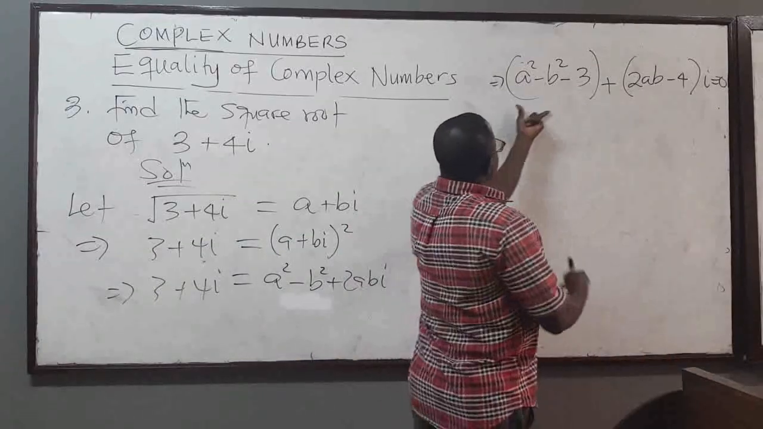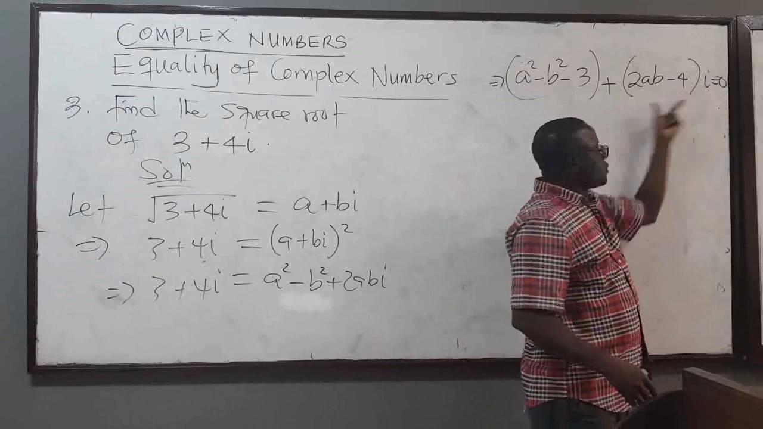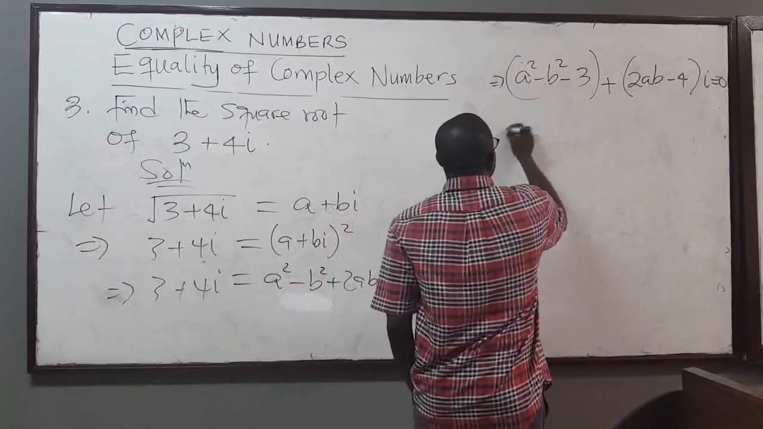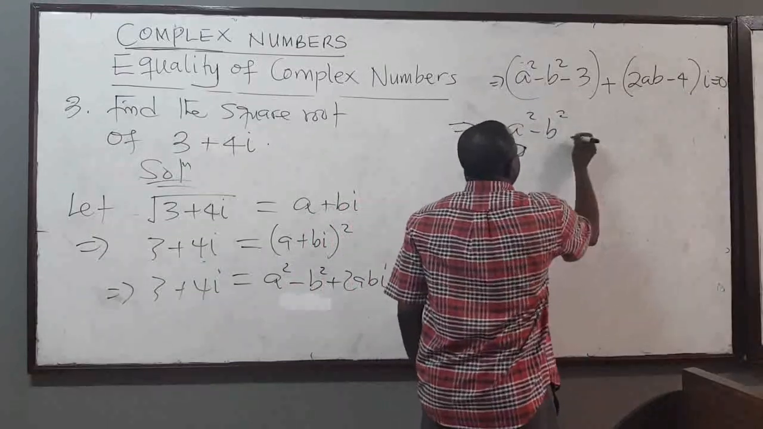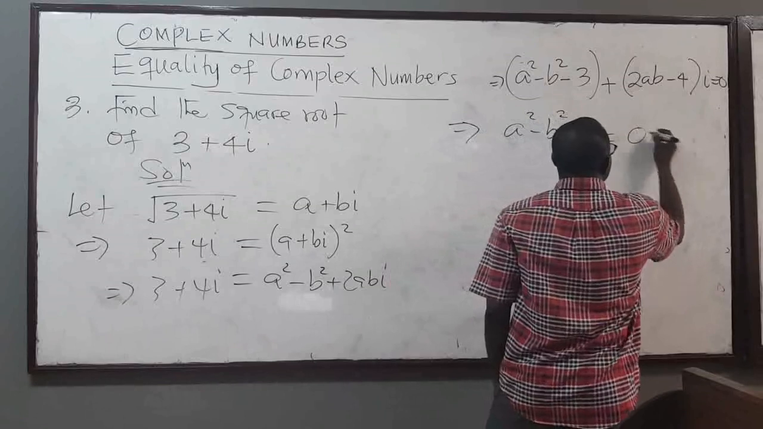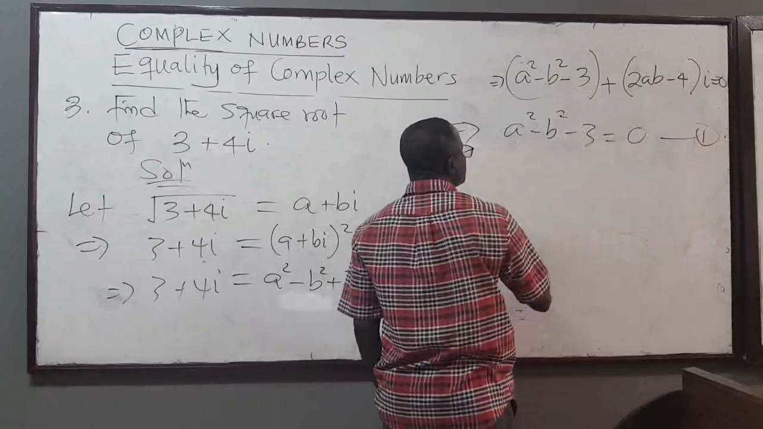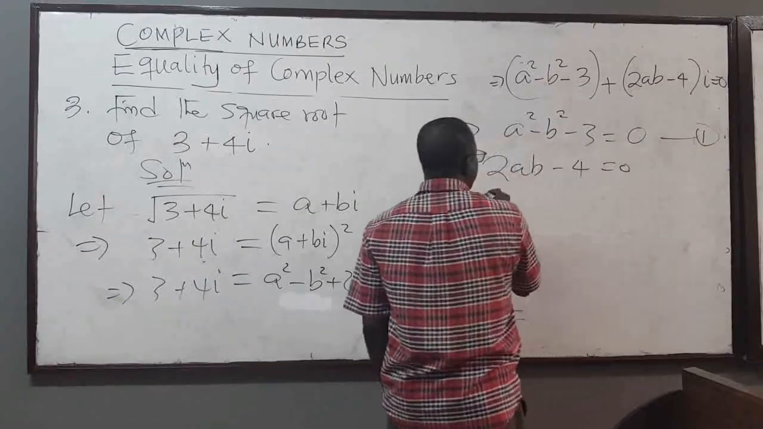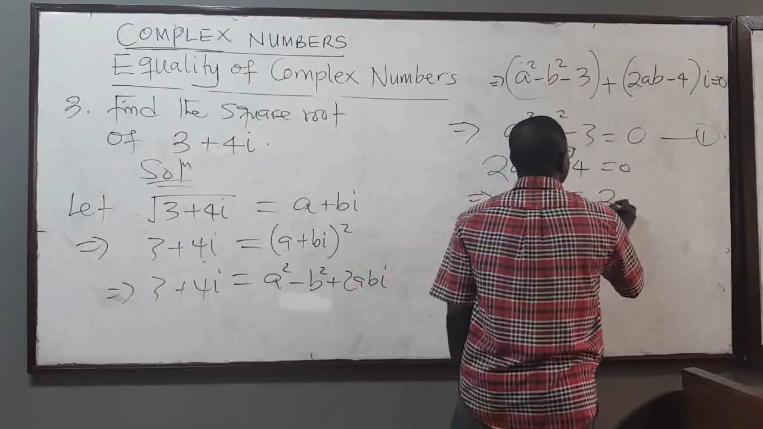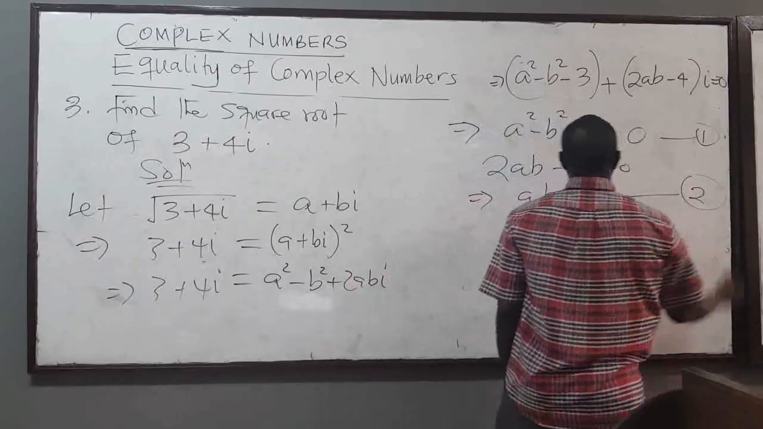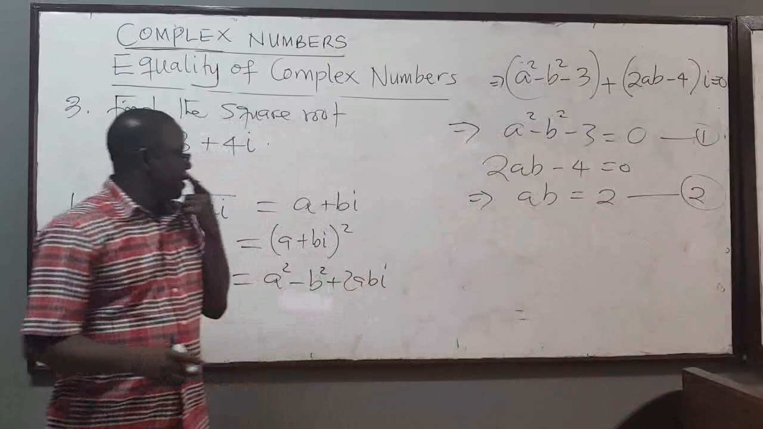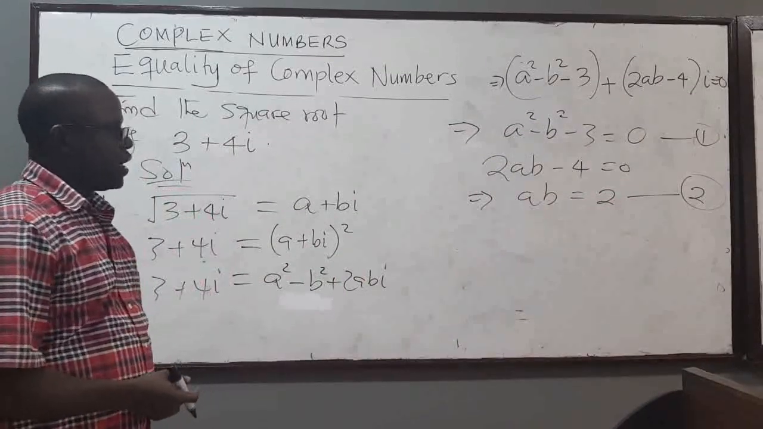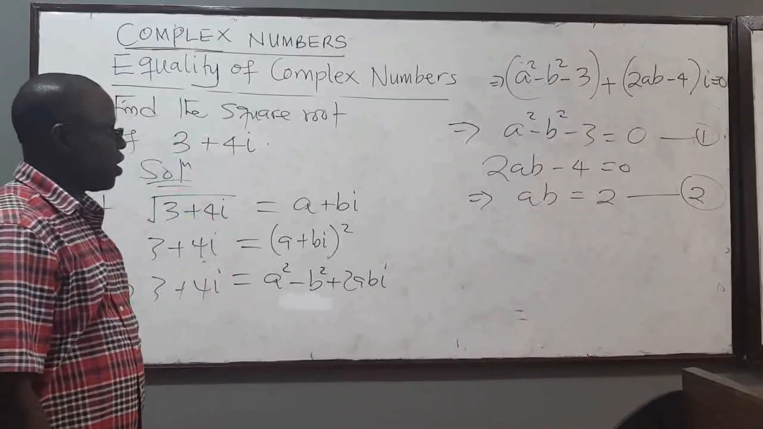So now I have real parts and imaginary parts equal to 0. So this has to be equal to 0, and this must be equal to 0. This implies that a squared minus b squared minus 3 has to be equal to 0. Let's call that equation 1. And then 2ab minus 4 is 0, which implies ab is equal to 2. Let's call this equation 2. So you have two equations that you can solve, using the same technique that we used before.